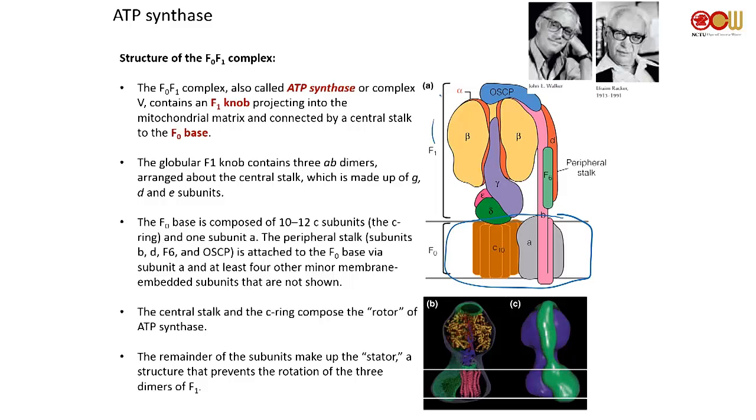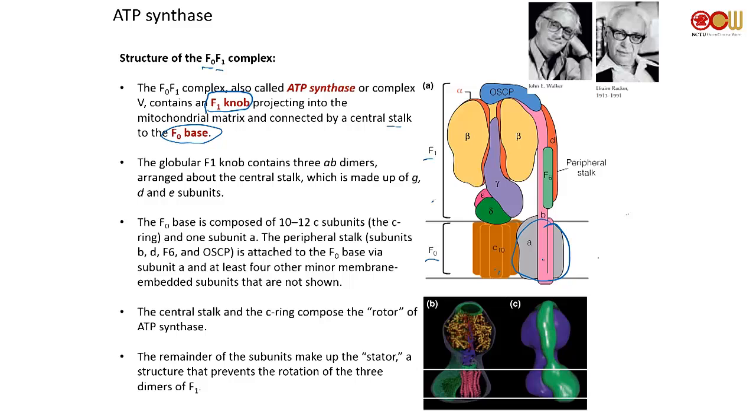Essentially ATP synthase is composed of two complexes. We call them F0 and F1. The top is the F1, the bottom is the F0. Essentially, what you have is the F1 knob, the doorknob, that can rotate, and that's inside of the solution. So this is in the matrix, and it's connected by a central stalk to the F0 base, which doesn't move. This thing moves, but this thing doesn't move.